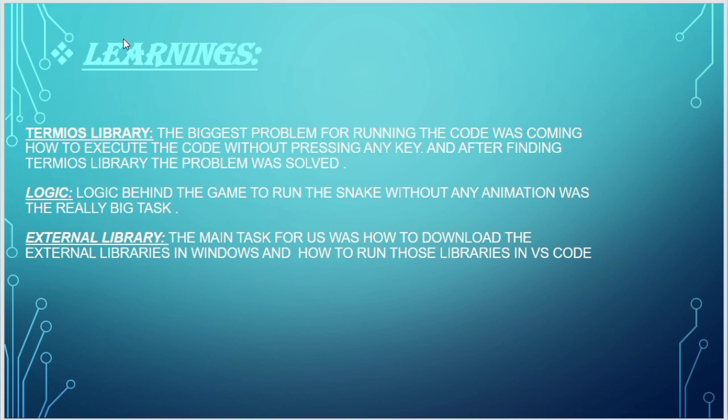We use the Termios library, logic, and third is external libraries. With the Termios library, the biggest problem for running the code was how to execute the code without pressing any key, and after finding the Termios library the problem was solved. The logic behind running the snake without any animation was a really big task. And third is external libraries. The main task for us was how to download the external libraries in Windows and how to run those libraries in VS Code.